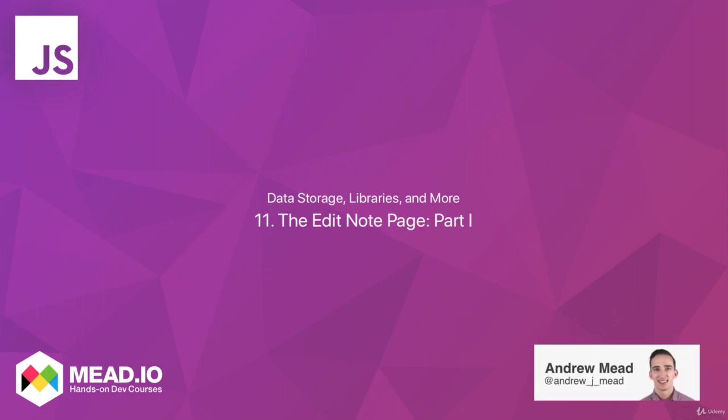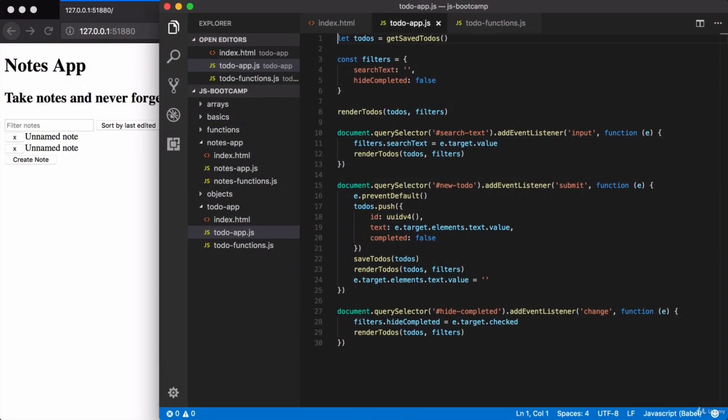In this video and in the next one, we're going to wire up the page that allows us to edit our notes. This is where we're going to be able to actually change the title and the note body. Now, there is a bit of work to get this done. We're going to be creating a separate HTML document, and we're going to be sending the user from one to the other based off of the actions they take.